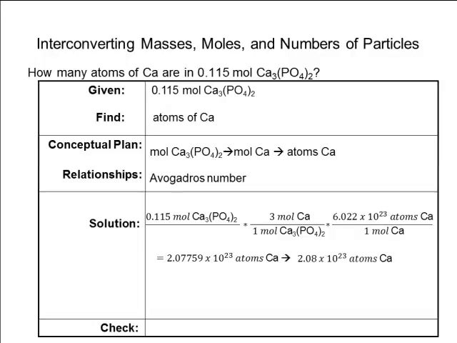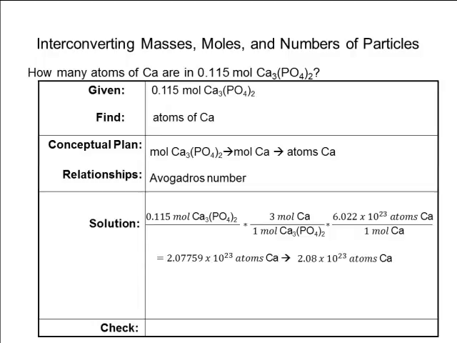We don't include those. When we look at Avogadro's number, we have 6.022 times 10 to the 23rd. That's got 4 sig figs. So the first number had 3, Avogadro's number has 4, so our final answer should have 3. So we round that to 2.08 times 10 to the 23rd atoms of calcium.